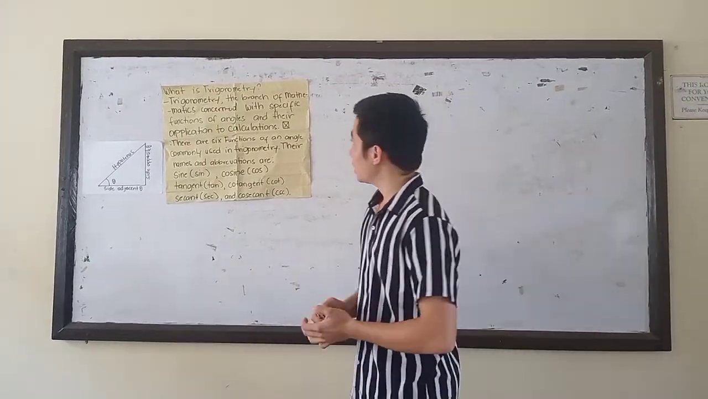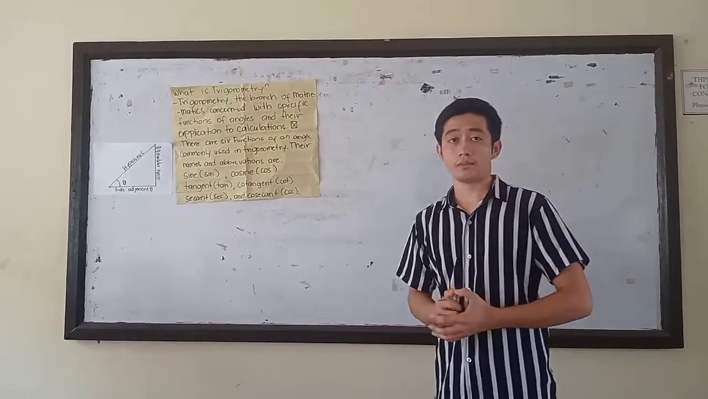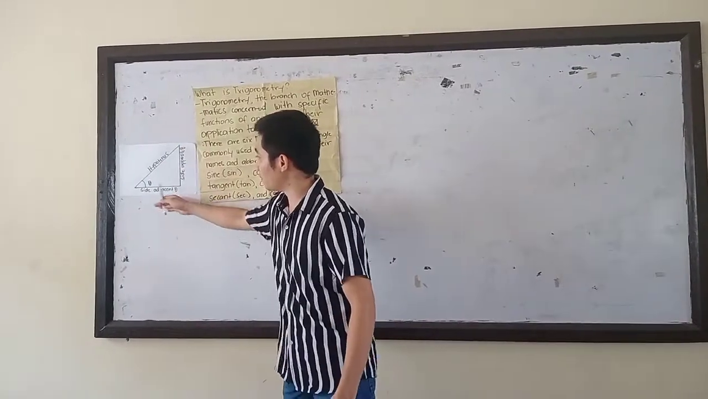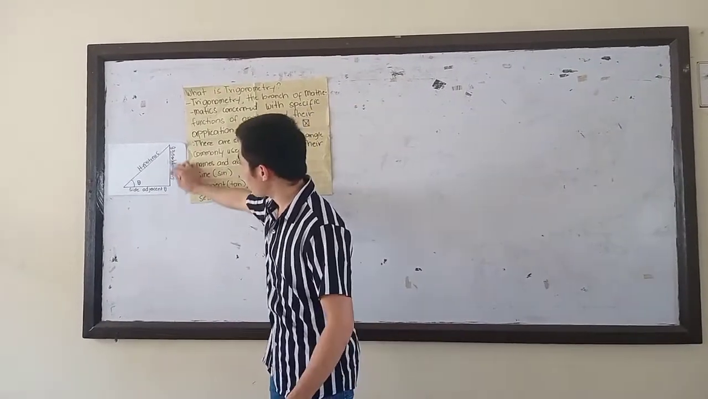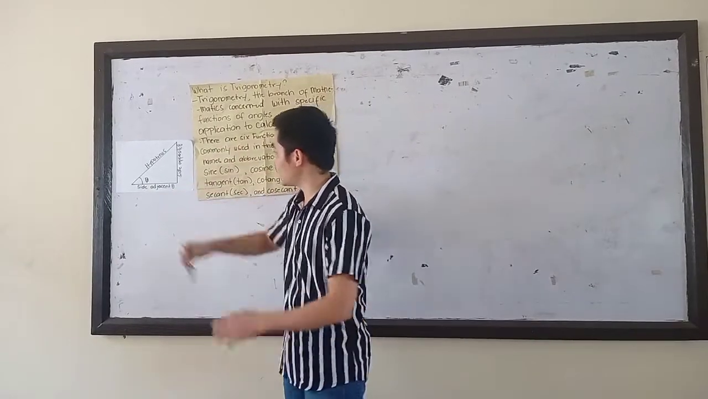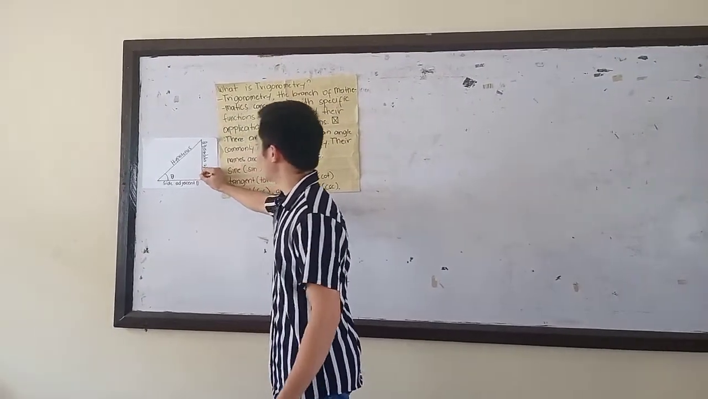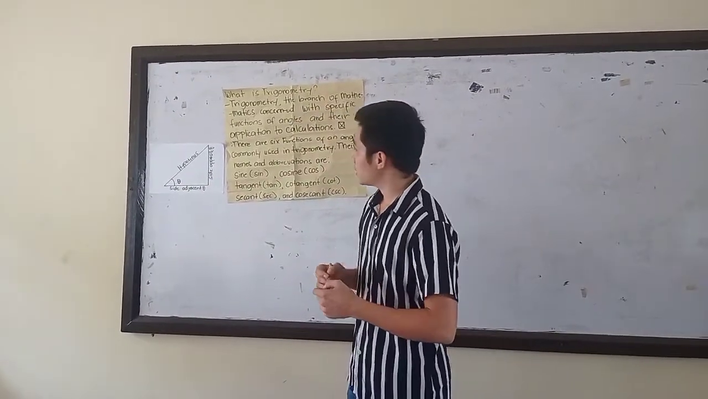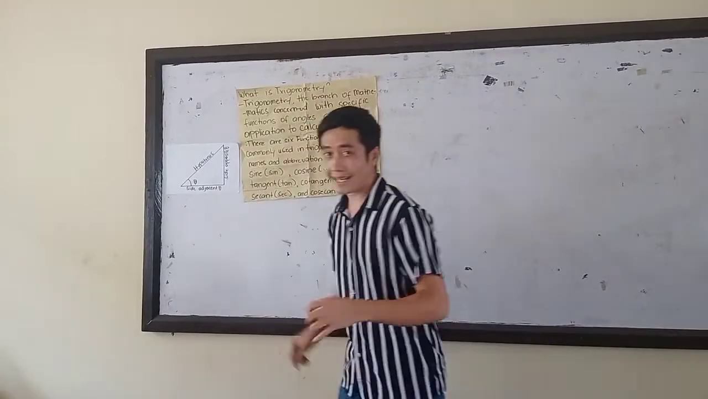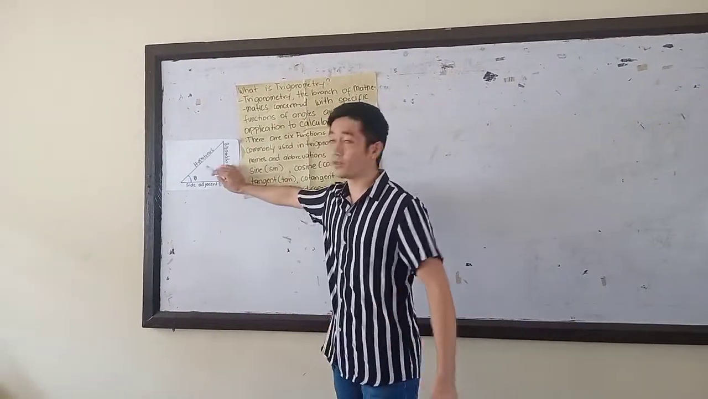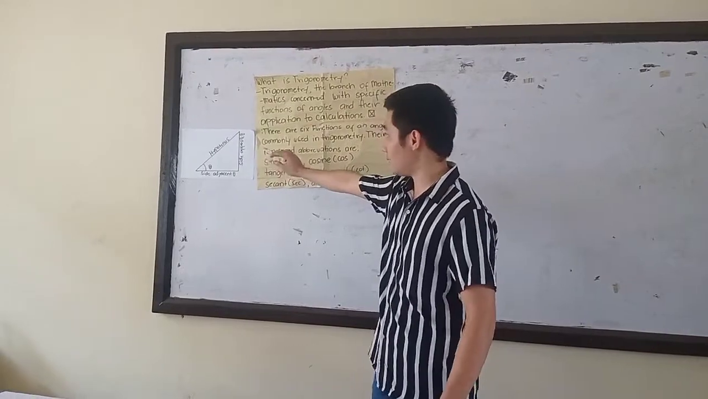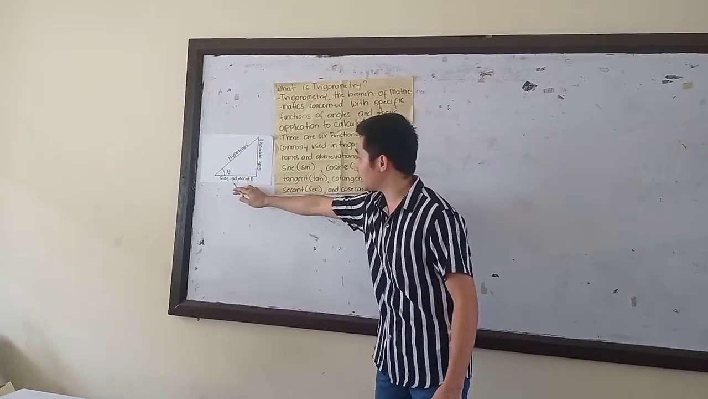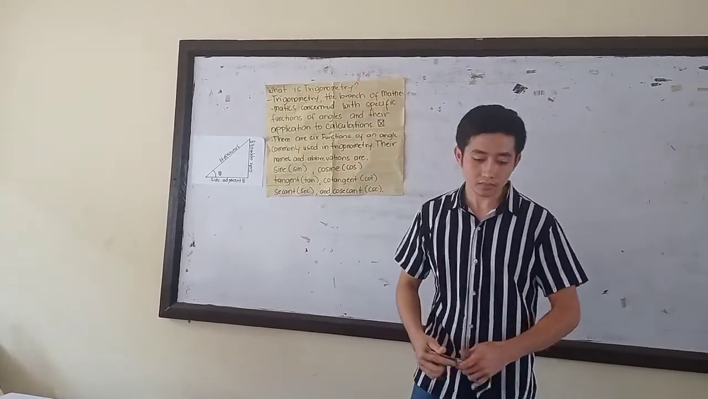Trigonometry is also part of the right triangle trigonometry, which is in this picture. We have the right triangle with the 90-degree angle, and we have the angle theta. We have 3 sides: the hypotenuse, which is the longest side, the side opposite theta, and the side adjacent theta.